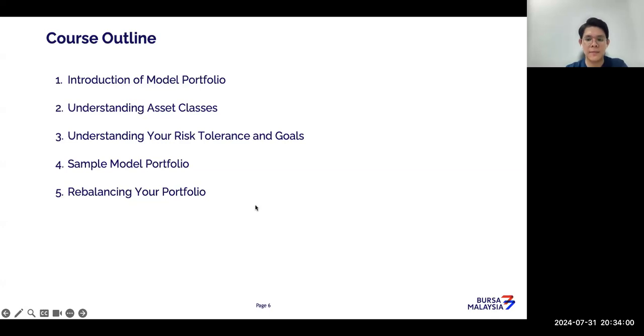So we'll begin by understanding today's outline. We will begin by understanding what a model portfolio is and why it is important. Then we will dive into different asset classes, namely equities and bonds, and discuss how they fit into our investment strategy. We also will look at how to determine our risk tolerance and set financial goals, which are the key steps in creating a highly personalized portfolio. Next, we will explore three sample portfolios, conservative, balanced, and aggressive, to see how different allocations can match our various risk appetites.